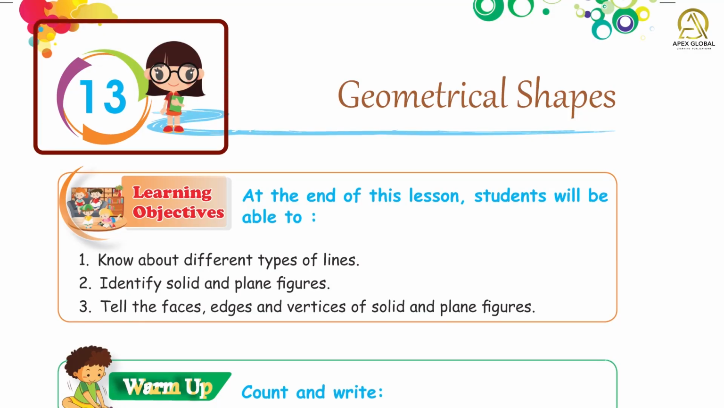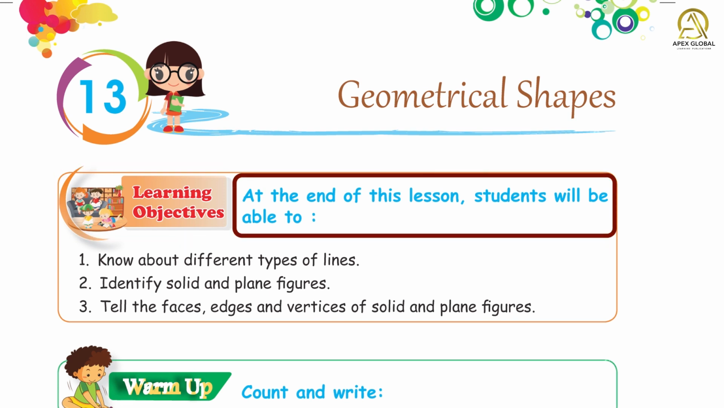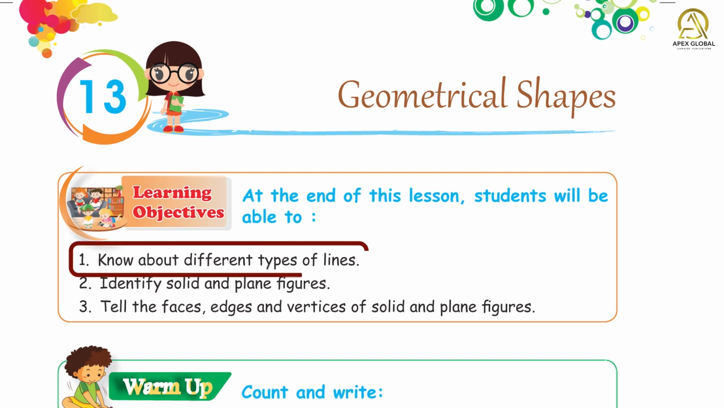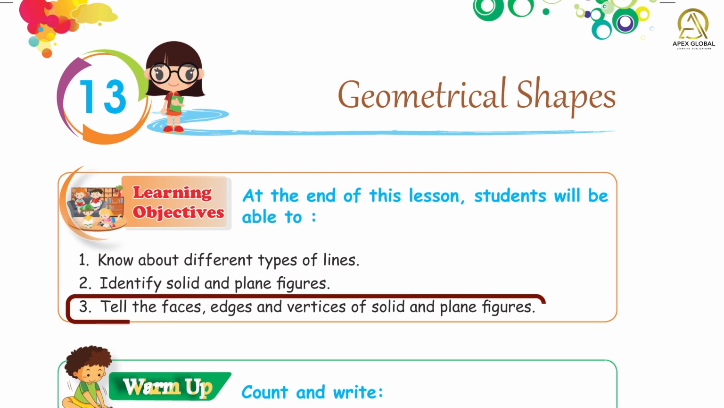Chapter 13: Geometrical Shapes. Learning objective. At the end of this lesson, students will be able to: 1. Know about different types of lines. 2. Identify solid and plane figures. 3. Tell the faces, edges and vertices of solid and plane figures.